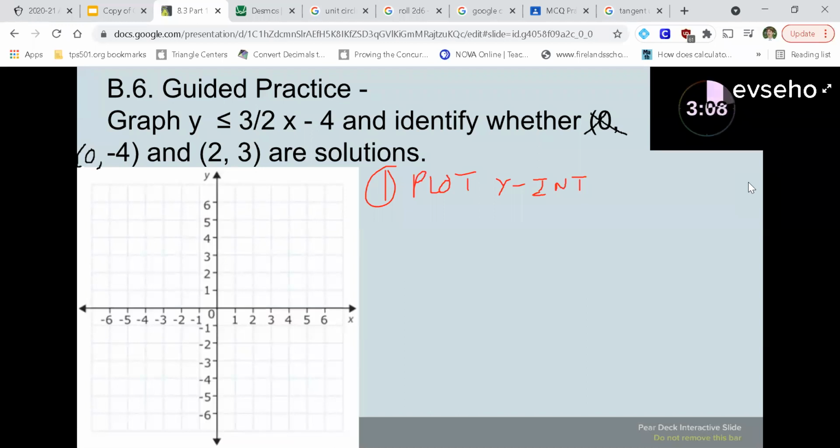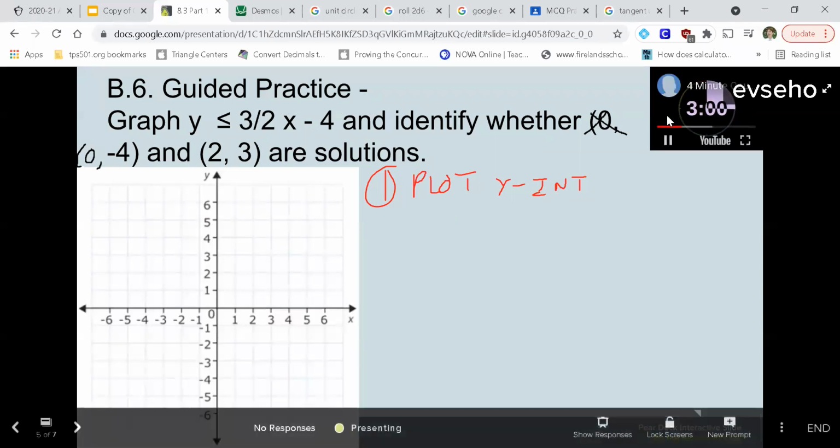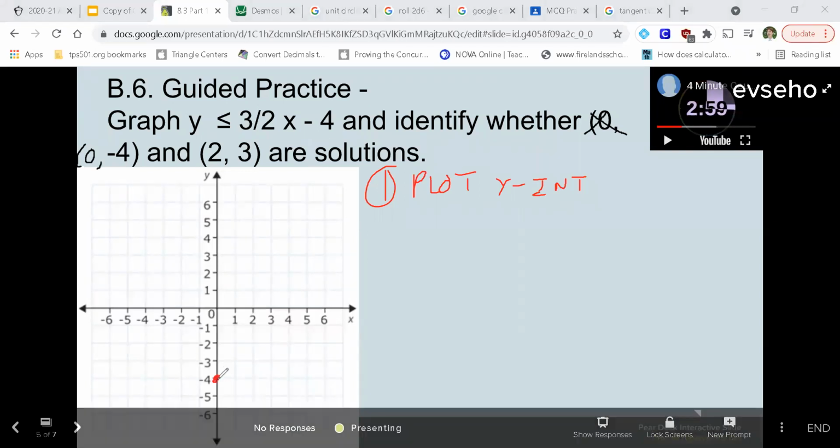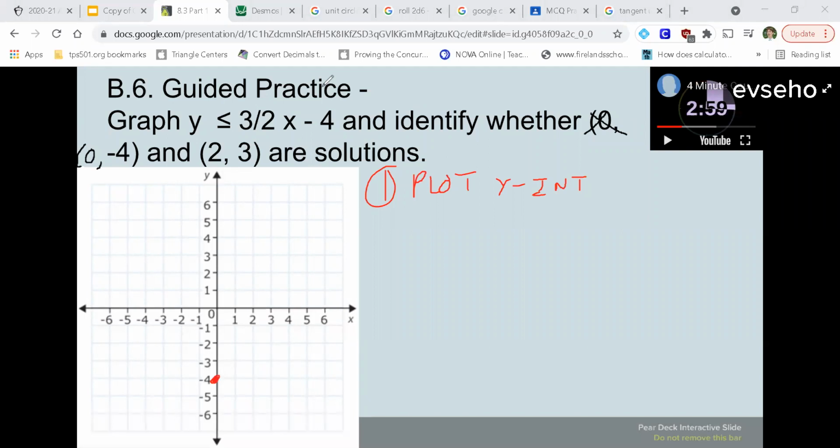First step, plot the line. Okay, that's a minute. So what's the y-intercept? Boom, right there. -4.